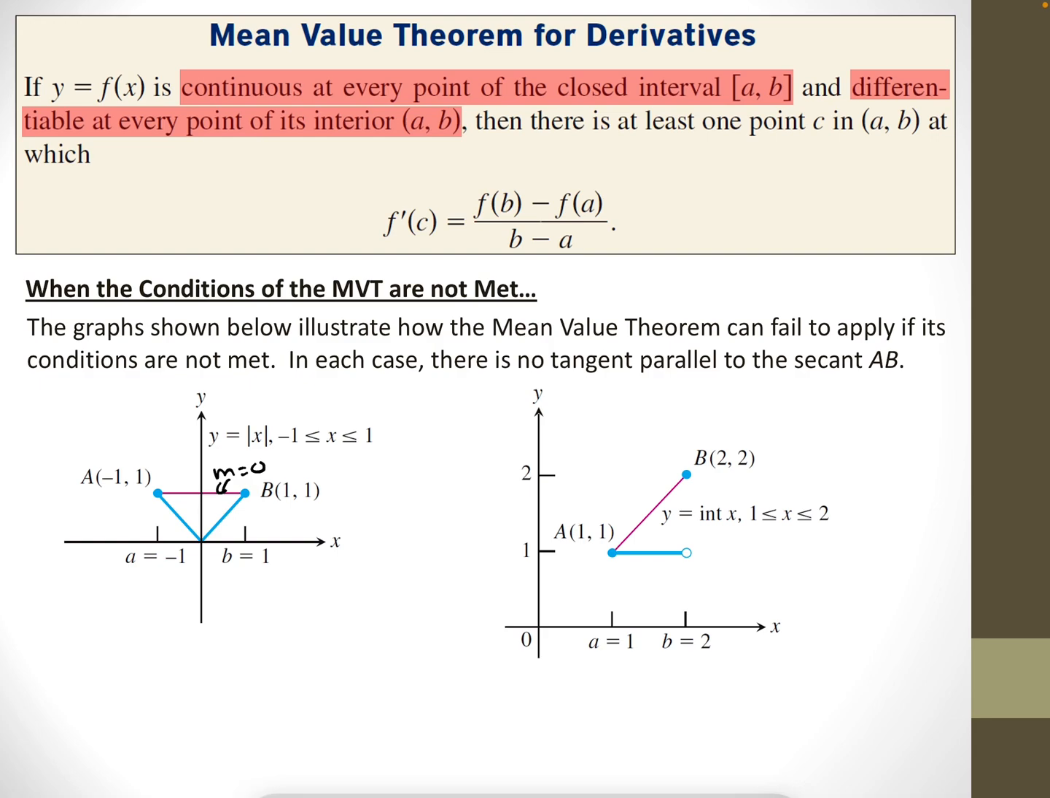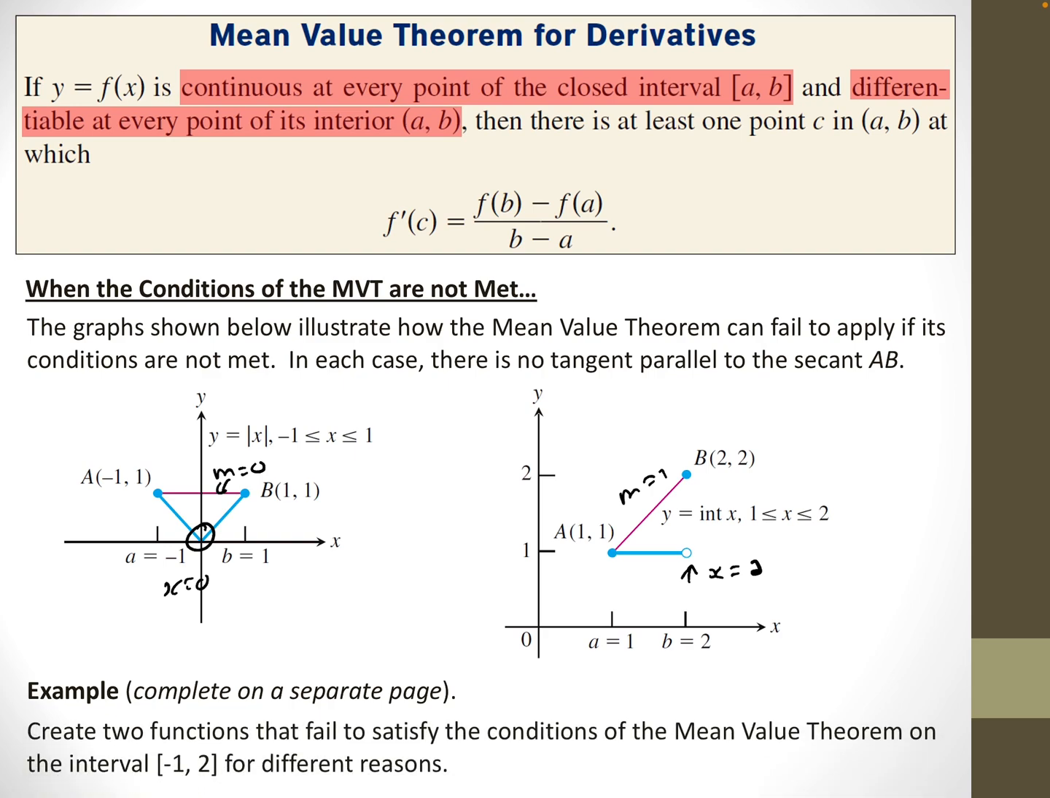Next is the graph of int x, and they don't show the whole graph here. They just show int x, and it jumps here, so it's discontinuous. You can see that the slope of int x is always 1 or doesn't exist. And here, the slope between a and b would be 1, and we're never going to get that slope in between. Why does it fail? Because one function is not differentiable, at x equals 0, and this one is discontinuous at x equals 2. It's also not differentiable there, but it's not continuous there.